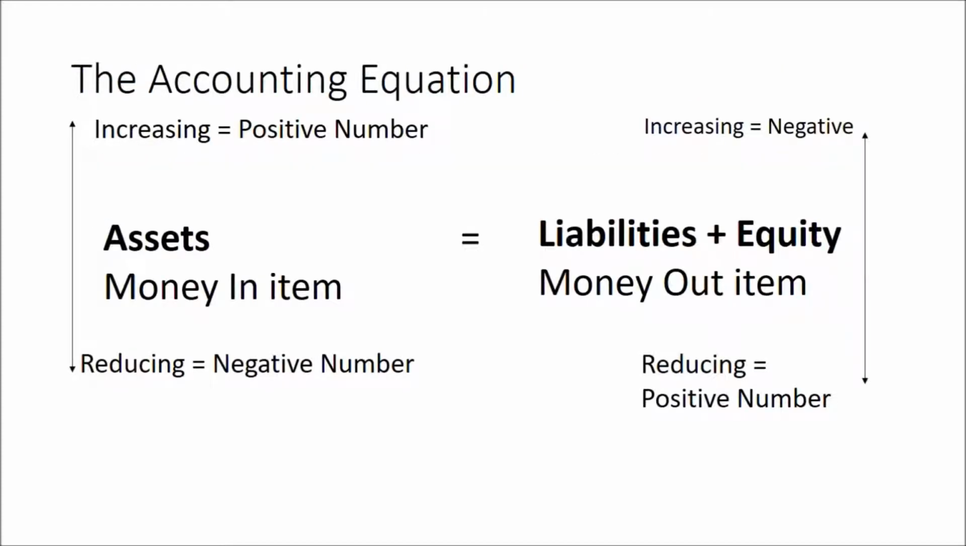And so we have this thing where our money in items are always equal to our money out items in the end, and our positive income is always equal to our negative income. So in our assets, if they're increasing, it's going to be a positive number, and if they're reducing, it's a negative number. And in our liabilities plus equity, if they're increasing, it's a negative number, and if they're reducing, it's a positive number. Now, why does this accounting equation always equal assets equals liabilities plus equity? The reason is because the equity side is the shareholders, and they can only have whatever's left over after the liabilities have been taken away from the assets. So they get what's left. And because of that, the money in is always equal to the money out.